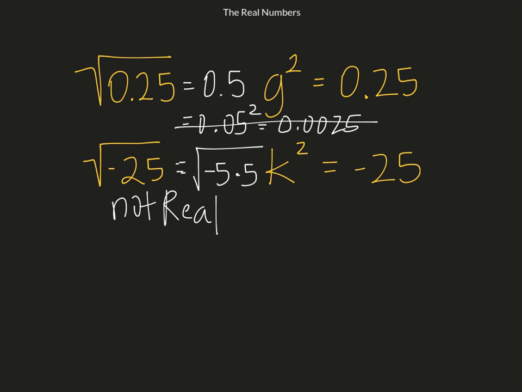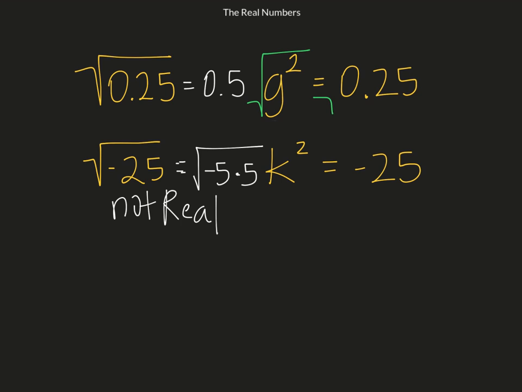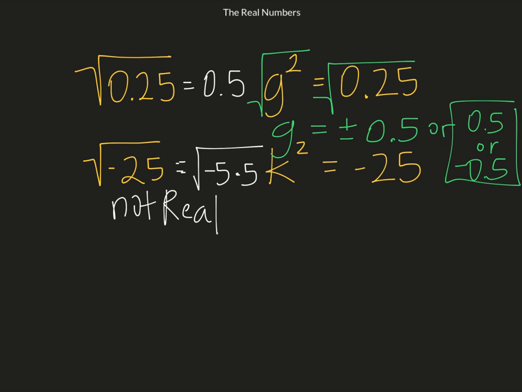How about g squared equals 0.25? So we would square root both of these sides, and g would equal plus or minus 0.5. Again, you can write them separately. So you could write it as 0.5 or negative 0.5. So you can either write your solution like this or like this.